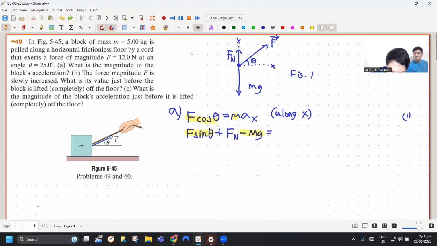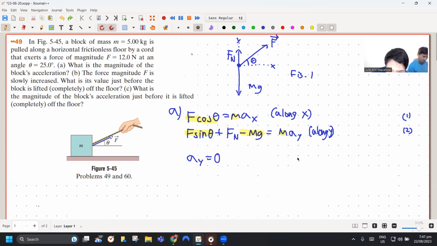F sine theta plus Fn, which is the normal force, minus mg. These are all along the y-axis. This equals m ay, the mass times its acceleration along the y-axis. This is the net force along the y-axis.